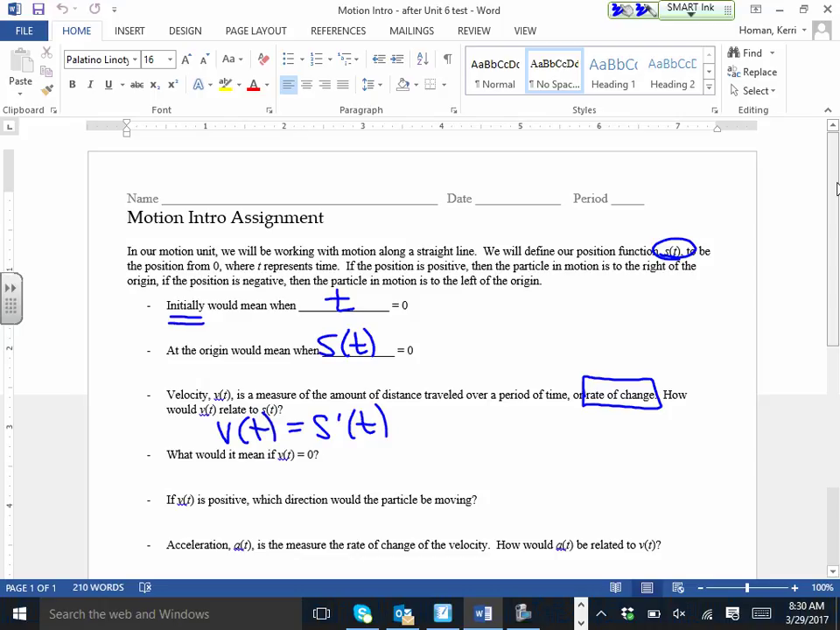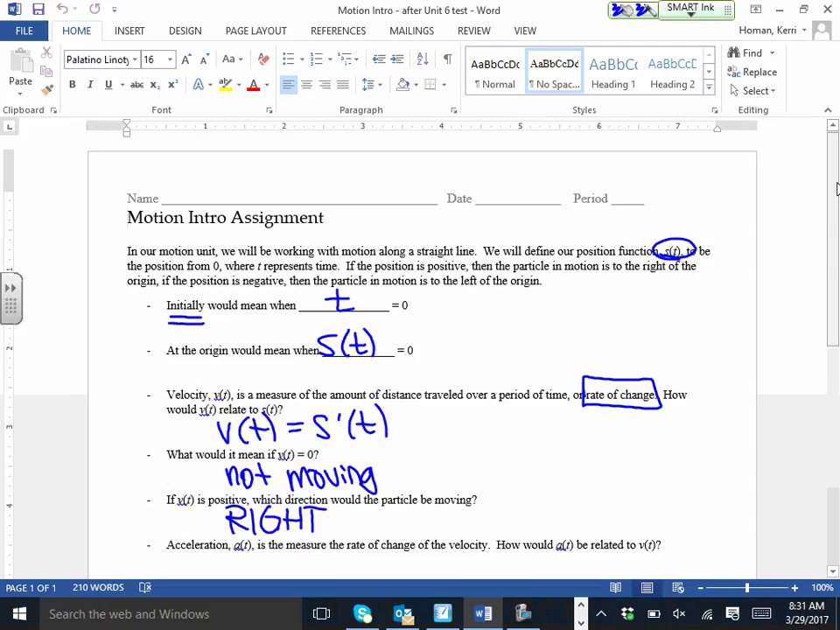Physics people, maybe this is making more sense to you, or maybe you already knew that, I don't know. What is it going to mean if our velocity is 0? Not moving. We are not moving. Okay, our particle is still. If our velocity is positive, which direction are we moving, right or left? We're moving right. Remember, velocity is speed with direction. So if we have positive velocity, we're moving to the right. If we have negative velocity, we're moving to the left.